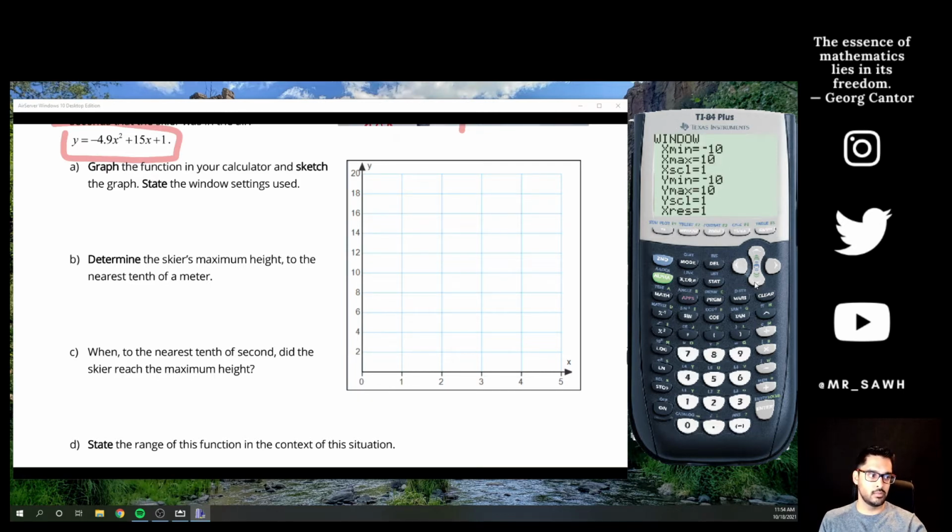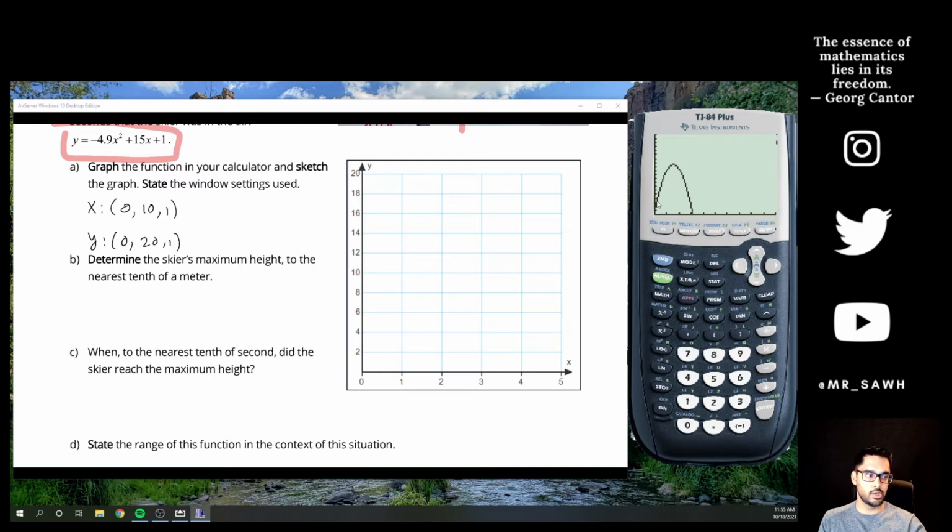So when I hit window, x minimum, again x is time, so let's start our time at 0. So for x, the minimum's going to be 0. Maximum, I guess we can leave at 10 for now. Scale still 1. And for y minimum, again, we'll make that 0. 10 wasn't big enough to see the maximum, so let's make it 20. We'll double it, and then we'll keep the scale still at 1. So we'll graph this, see how this goes.